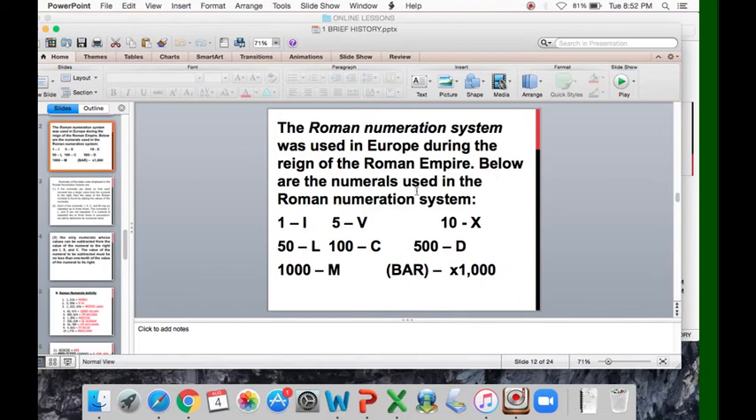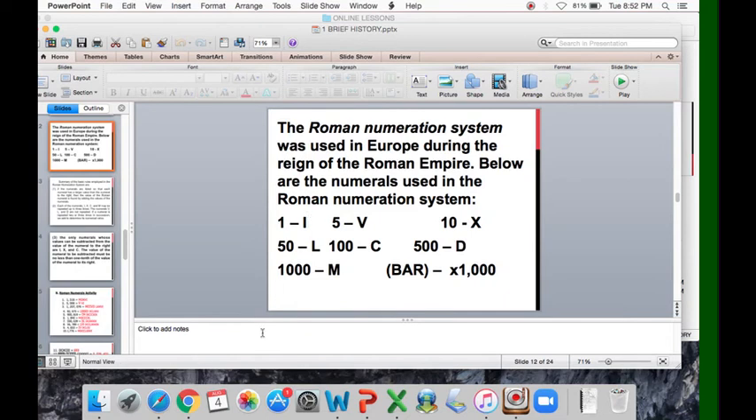Below are the numerals used in the Roman numeration system. So, for the 1, we have I. 5 is V, 10 X, 50 L, 100 C, 500 D, 1000 M. Then we use bar. When we use bar, that means times 1000. For instance, in the Roman numeral I use bar at the top.